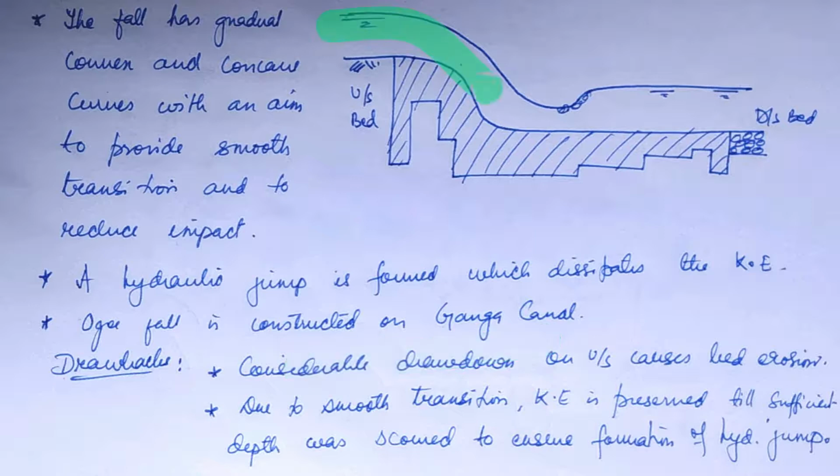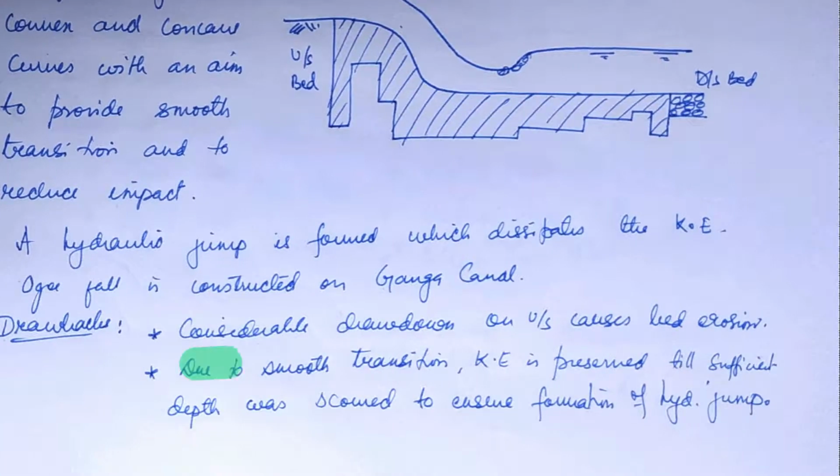Though it is a good one, it has its own drawback. A considerable drawdown on upstream causes bed erosion. And due to smooth transition, kinetic energy gets preserved for a sufficient depth, and the depth gets covered to ensure formation of hydraulic jump.